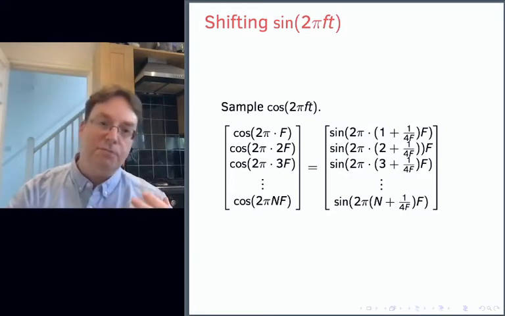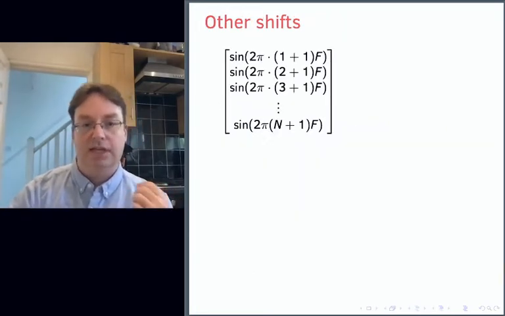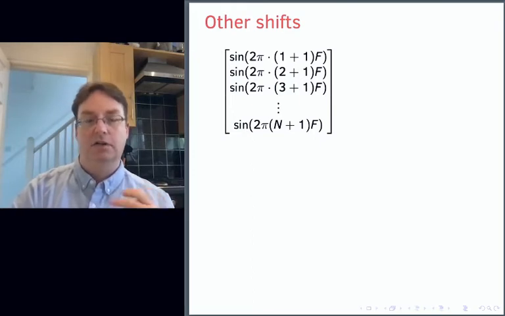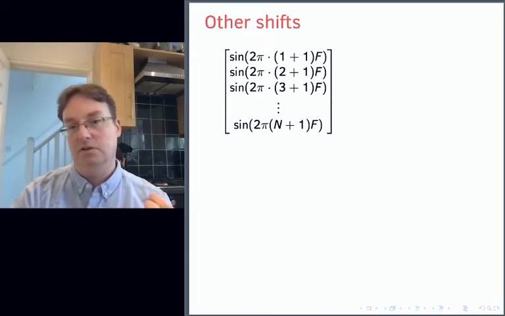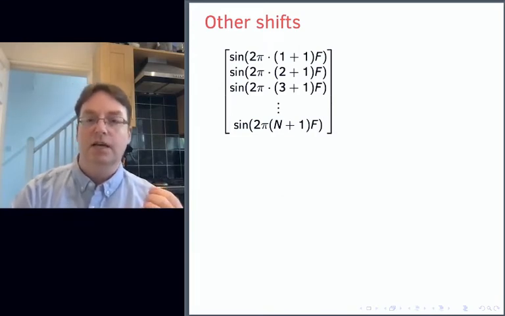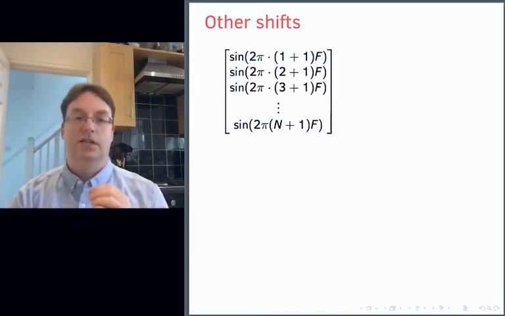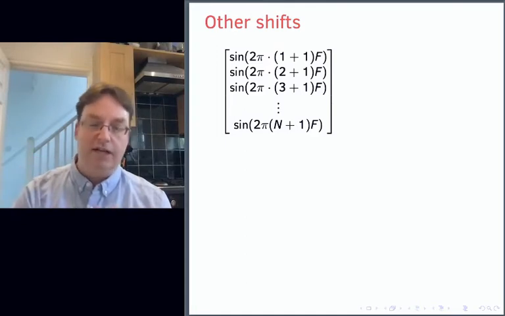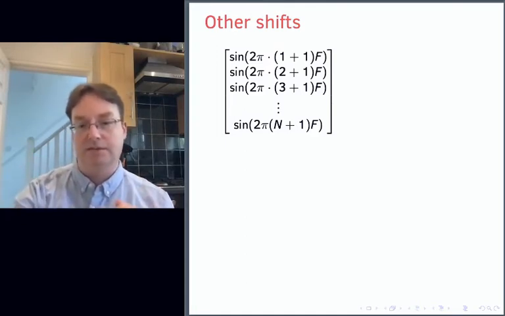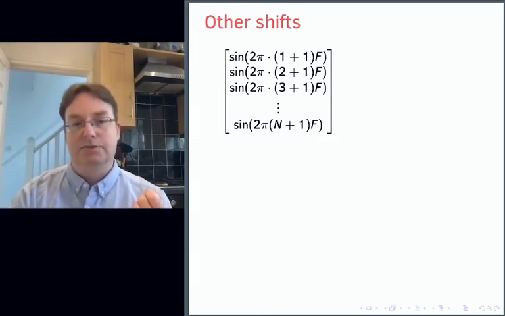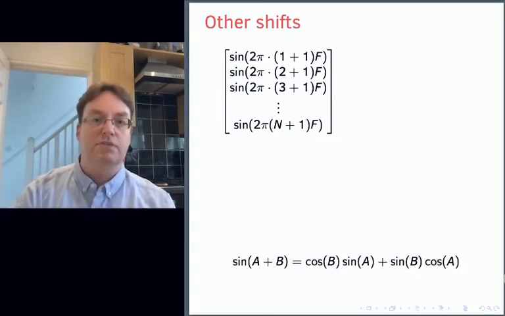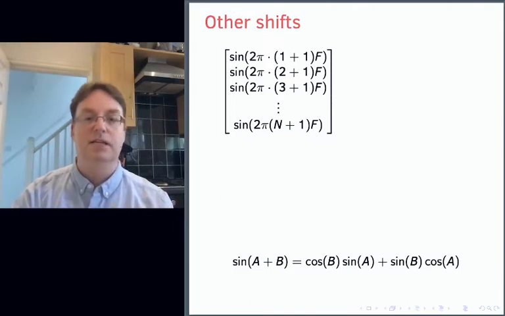Of course, I could shift by any number from 1 up to capital N here, and so at first sight it looks like I've got n different vectors, all with the same frequency. But actually I only need to think about the sine vector and the cosine vector, and I can build all the other ones from that. So that uses one of these trig identities that you probably don't really remember, but trust me, this is the formula. Sine of a plus b is sine a cos b plus cos a sine b.